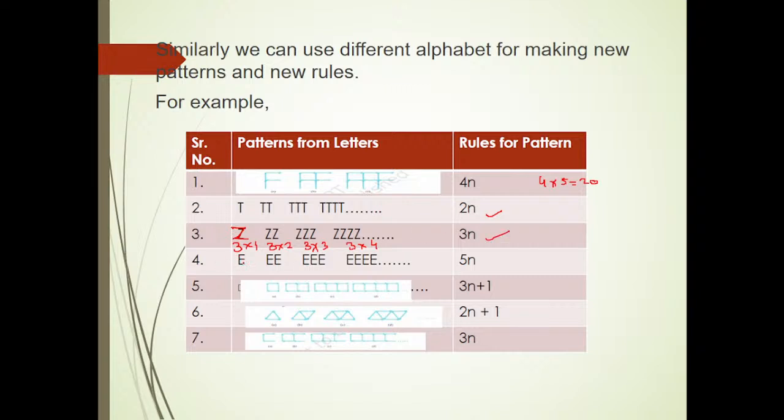For E, how many mastics are required? 5 mastics: 1, 2, 3, 4 and 5. So for 1 it is 5 into 1. For 2 it is 5 into 2. For 3 it is 5 into 3. For 4 it is 5 into 4. For 6 it is 5 into 6. If you want to make n, it will be 5 into n.